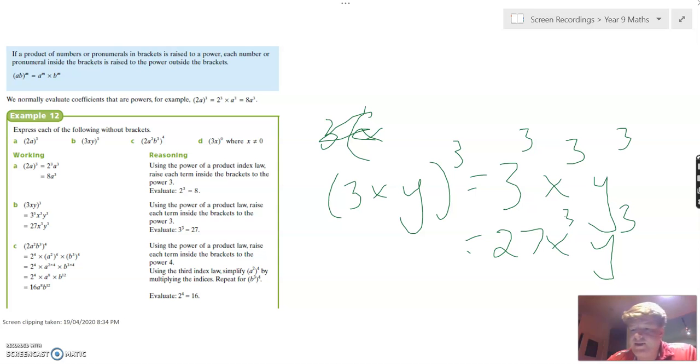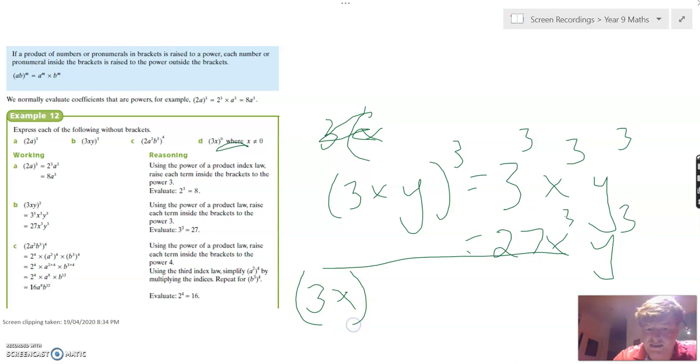I want to have a look at the last one here, number D, because it has a special rule. Basically, anything raised to the power of 0 equals 1. That's just a rule that we've got to remember. So if we've got 3x all raised to the 0, it's going to equal 3 to the 0, x to the 0. And we know that anything raised to 0 equals 1, so it's going to be 1 times 1, which equals 1.